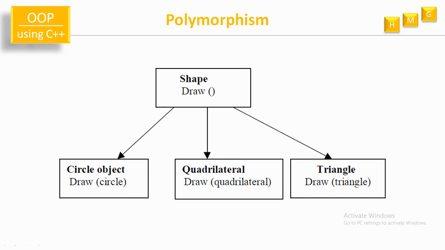So the draw function has a polymorphic nature. Here the polymorphism is implemented in terms of the draw function, and it is also an example of function overloading. The same draw function is performing different operations depending on the type of object and the data provided to it. The next concept of OOP is message passing.